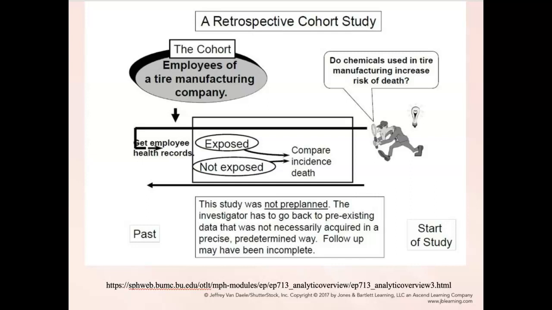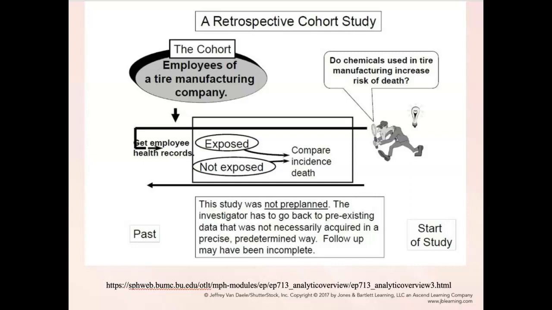So let's look at employees of, in this example, a tire manufacturing factory. Let's say that we have all the employee records of all these individuals in this cohort. What we can see is that the employees who worked with the chemicals in the manufacturing process, let's say that's the exposed group, and the clerical workers and management who were maybe not in the field working, those are going to be the unexposed people who were not exposed to those chemicals in that manufacturing process.